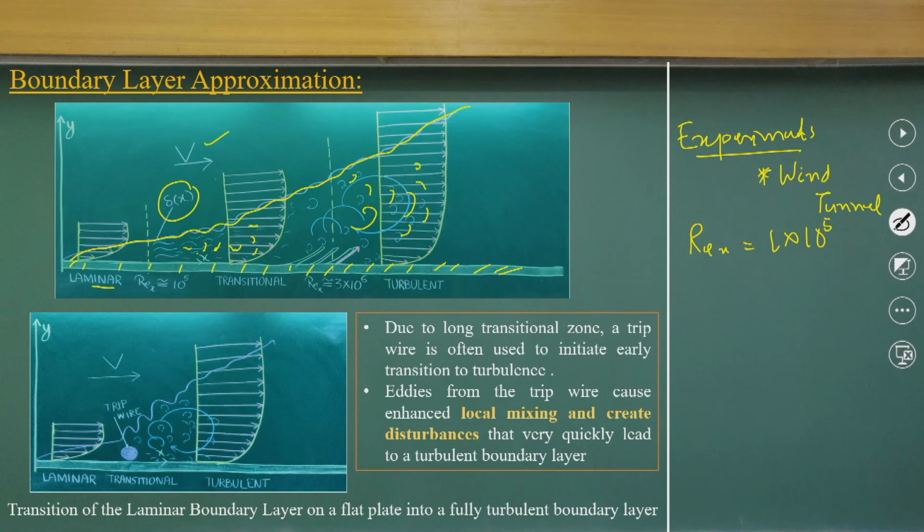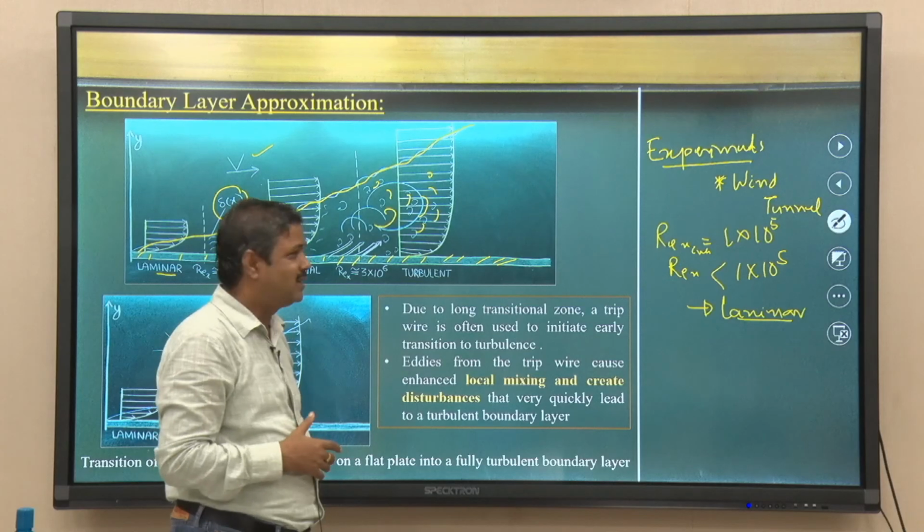If the Reynolds number is lesser than the critical Reynolds number, then the flow is laminar, which is easy for us. We can think of getting analytical solutions for that. That is what we will discuss.